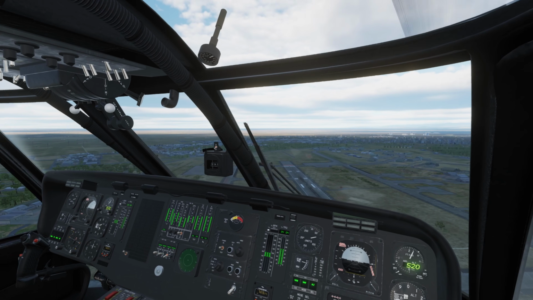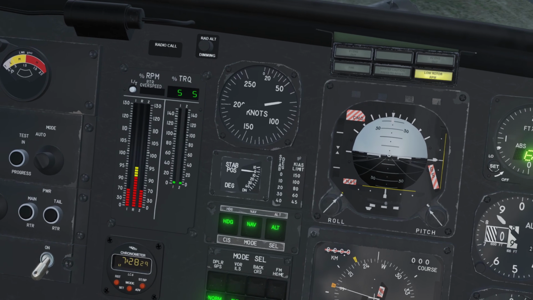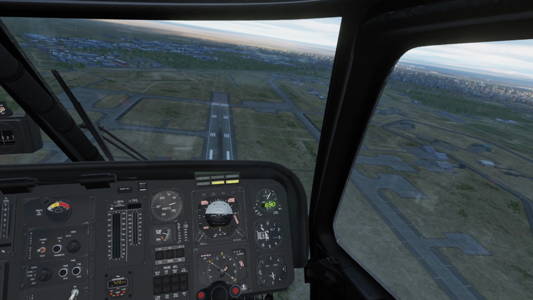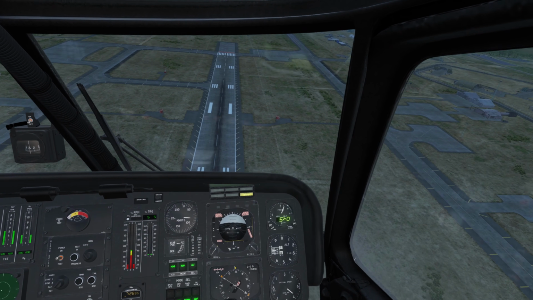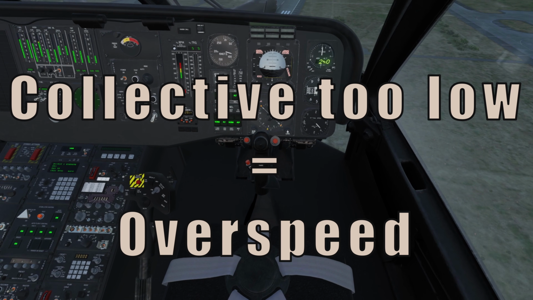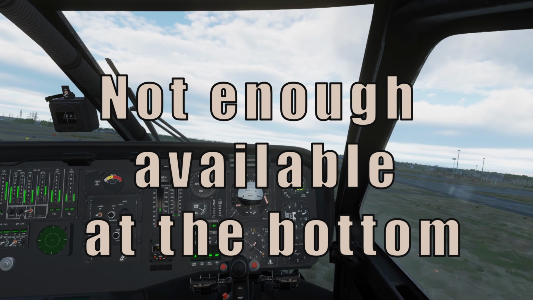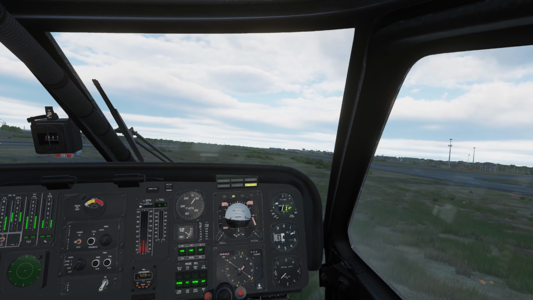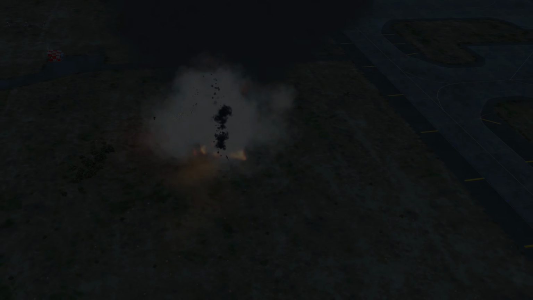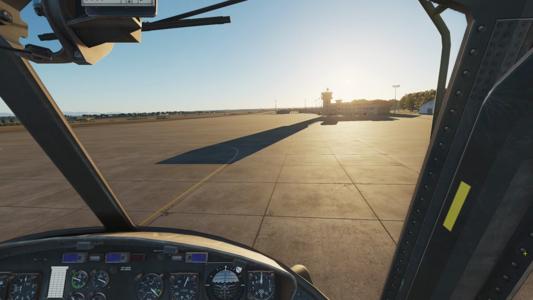Going too far below that value will result in a rotor droop, meaning the speed of rotation is unable to generate the pressure differential and will not generate lift. Contrarily, overspeeding the rotor runs the risk of damaging the system. Rotor RPM is critical for a helicopter pilot, as this is where life-giving lift is derived.